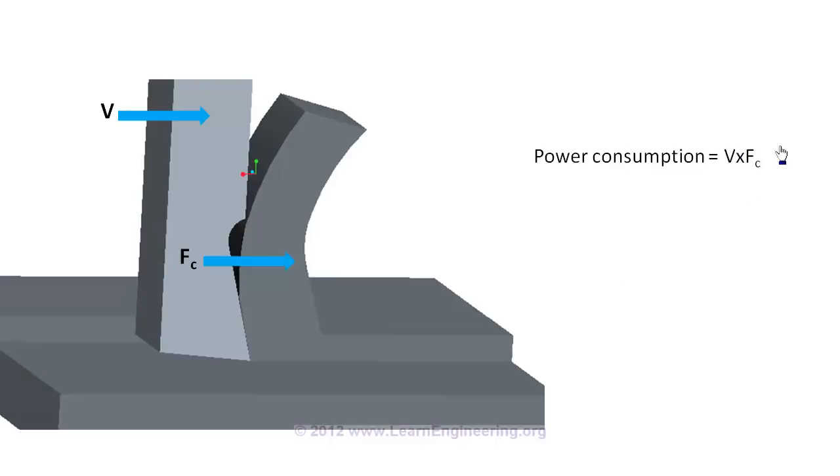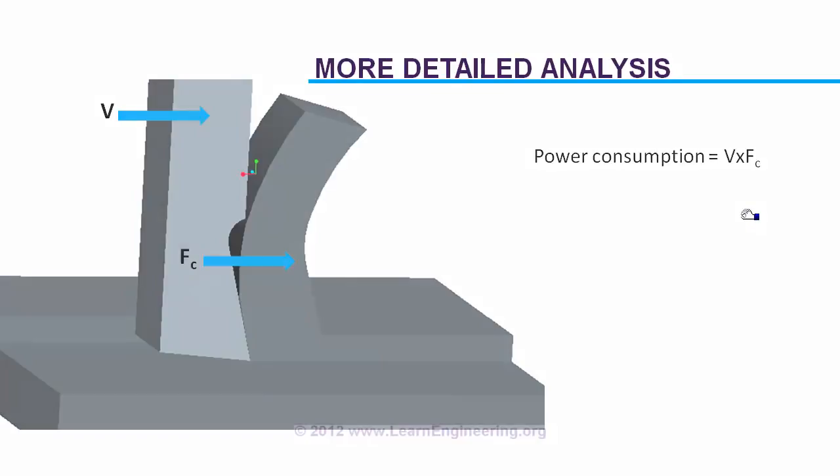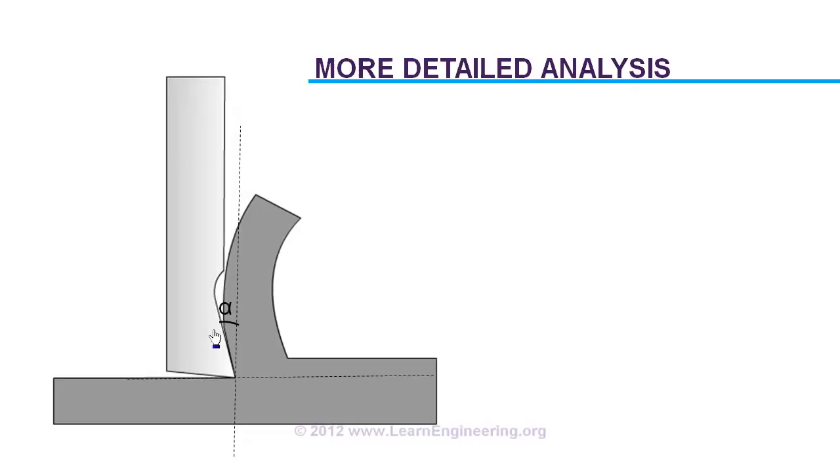But determination of this cutting force is not so straightforward. For that we have to do some more analysis. So let's get into it. A detailed analysis of cutting. Here alpha represents the rake angle of the cutting tool. Here we will do a simple force balance on this cutting chip.